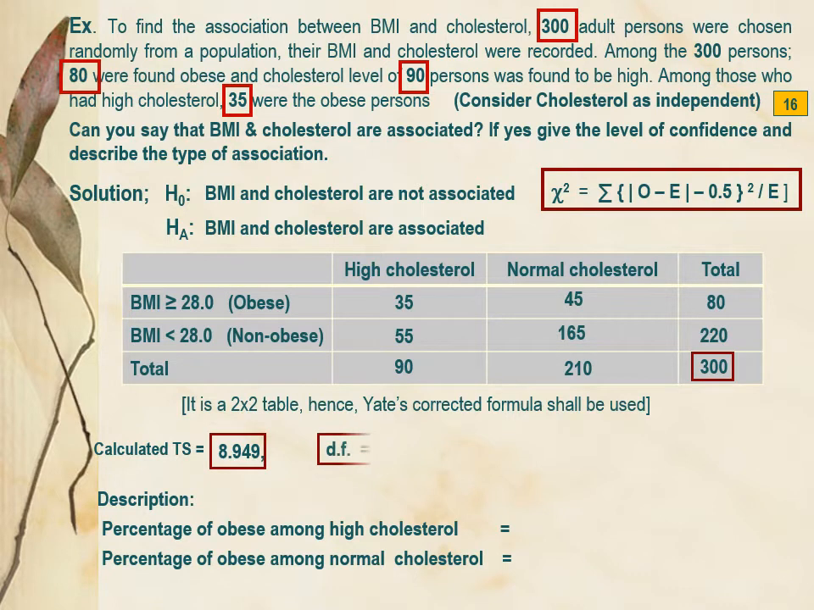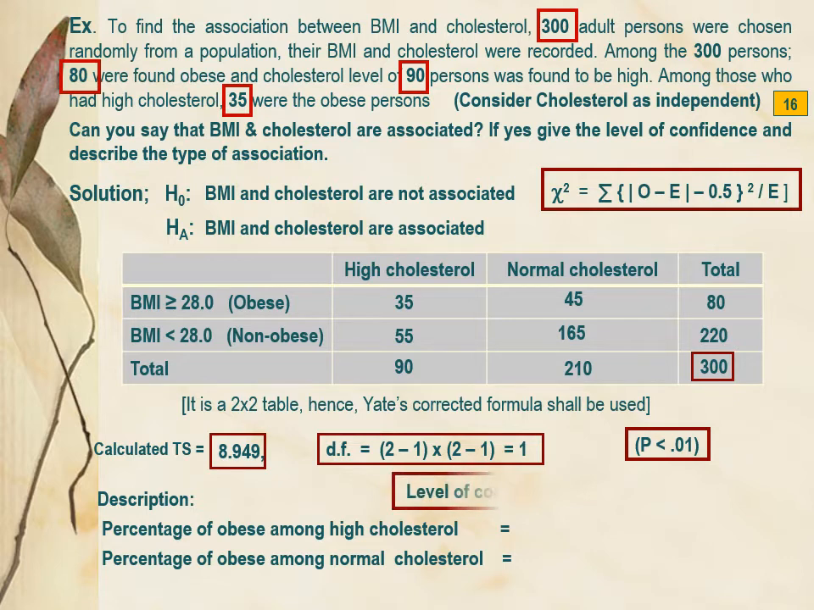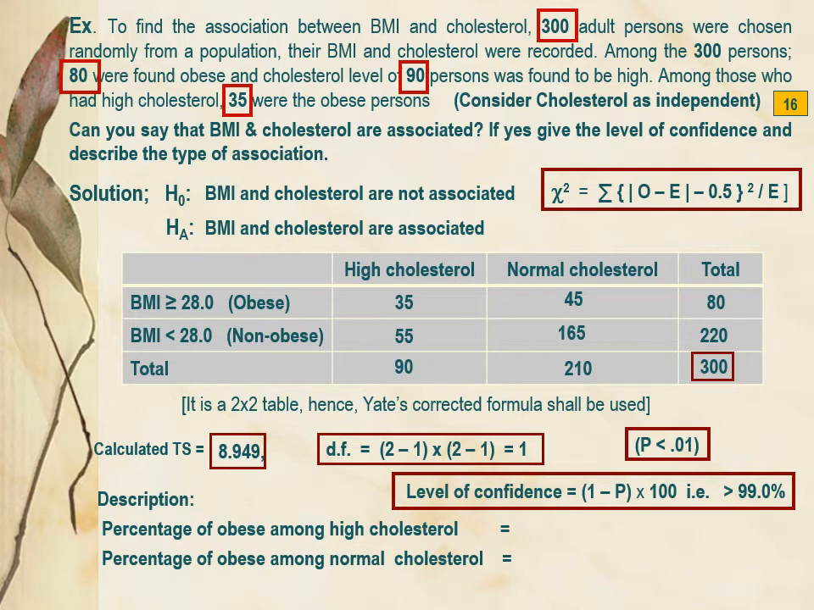And what is the degree of freedom here? Degree of freedom will be (2 minus 1) into (2 minus 1), that is equal to 1. When you use the table to get the p-value, for test statistic 8.949 and df 1, you will get p less than 0.01. If p is less than 0.01, you are going to reject the hypothesis, that is, there is association between BMI and cholesterol. The question is also about the level of confidence. The confidence level you get by the formula (1 minus p) into 100, and it is more than 99%.